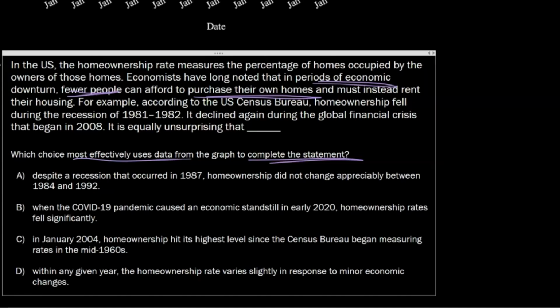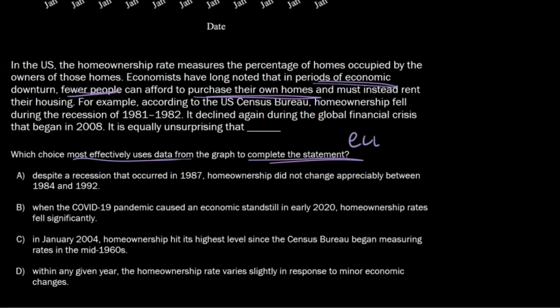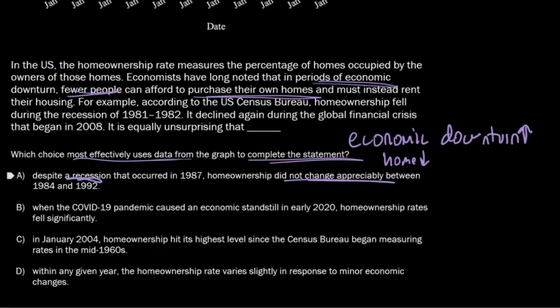They're saying that when economic downturn increases, we're going to have home ownership go down. So which of these makes sense? This one, immediately I can just tell you without looking at the graph, it doesn't make sense because when a recession occurs, when we have economic downturn, it's saying that home ownership did not change. This does not complete that statement, because it's trying to show a pattern.